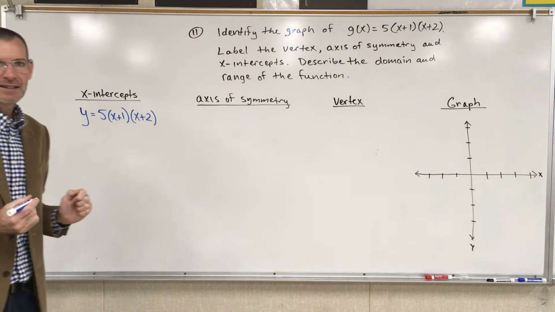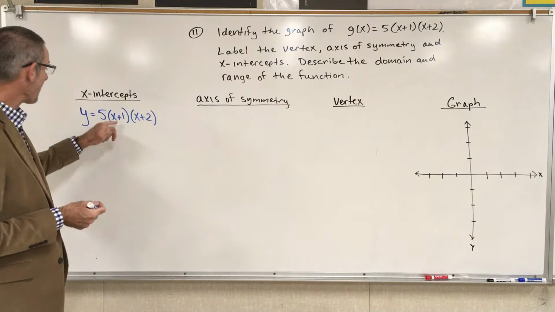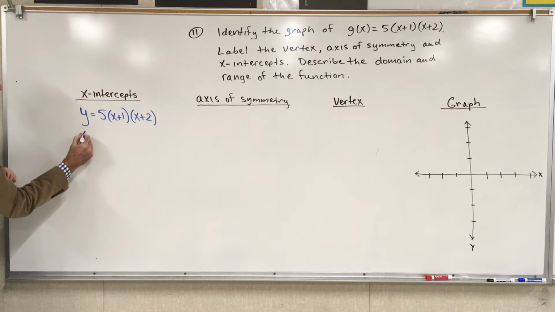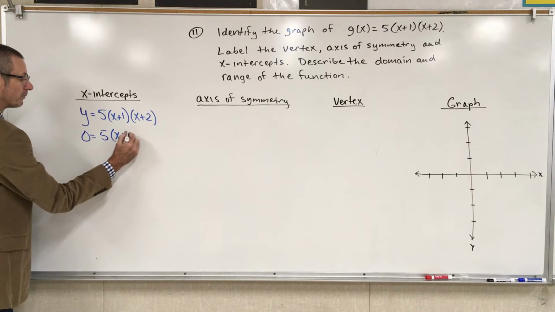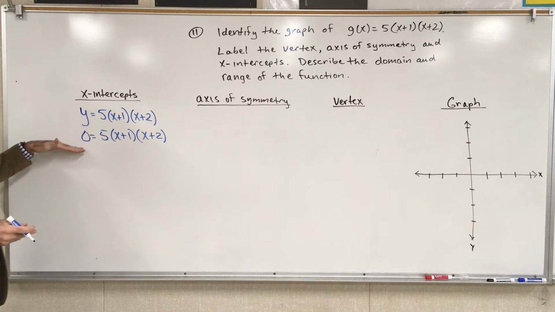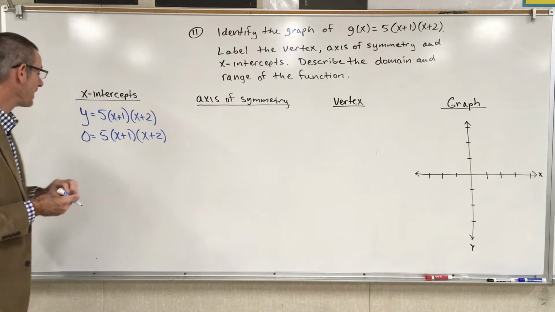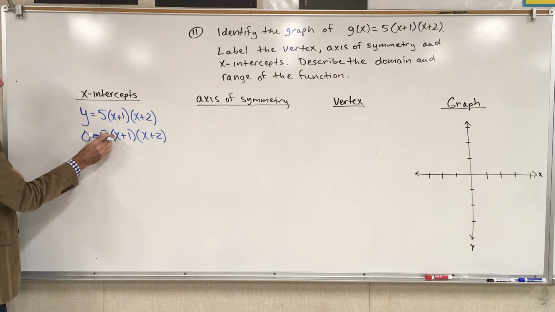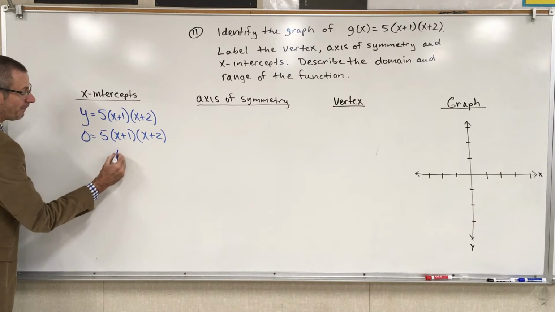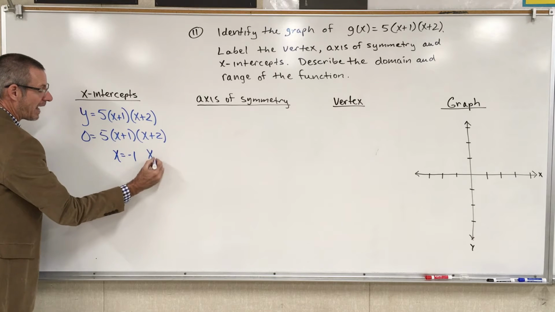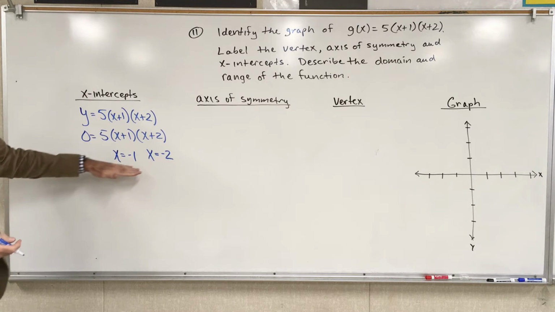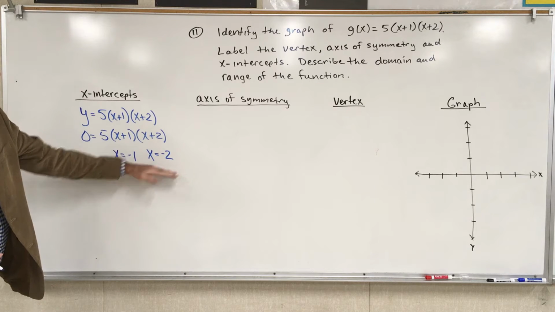When we're looking for the x-intercepts, we're trying to find the x values when the y values are 0. So I'm going to rewrite my equation like this. If I can find the solutions to this equation, I will find the x-intercepts. This doesn't have a coefficient and this doesn't have a coefficient, so my solutions will just be the opposites. So I get x equals -1 and x equals -2. So my x-intercepts are -1 and -2.